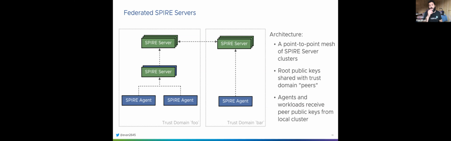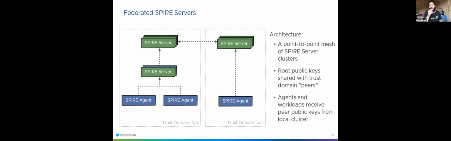And so the way that this works is that each one of these trust domains has their own root public keys, and they get shared across in this federation relationship with their quote peers. So here you have one deployment on the left, one deployment on the right, and these SPIRE servers talk to each other every now and again, and they swap their root keys periodically.